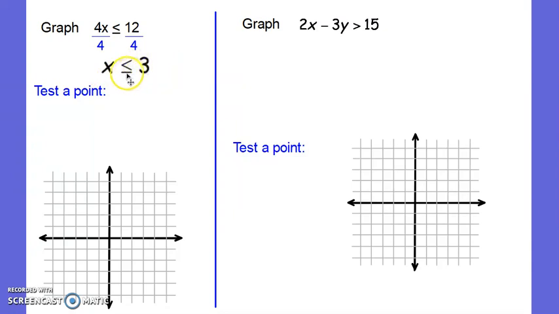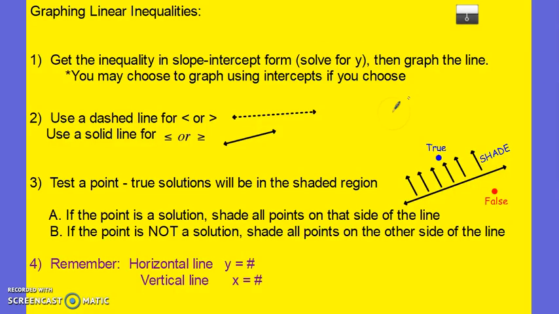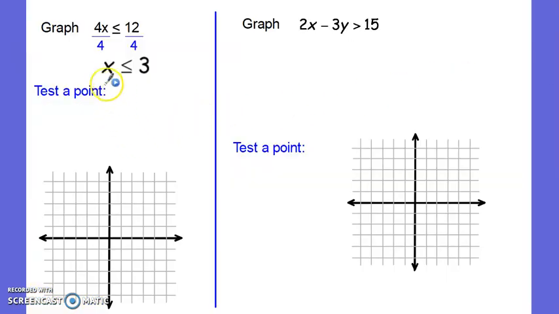Notice I do have an "or equal to," so I'm thinking about making a solid line, and it's less than, which we'll get to in a minute. But x equals, and let's go back to our last screen real quick. x equals, remember, is a vertical line. Horizontal lines are y equals, and vertical lines are x equals just a number. So if you only have one variable, it's a fairly simple line to graph. x equals is a vertical line. So I'm going to go to 3, and I'm going to draw a vertical line here at 3, with an arrow there.